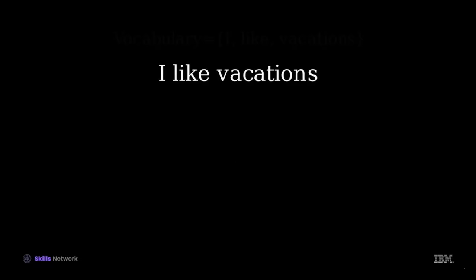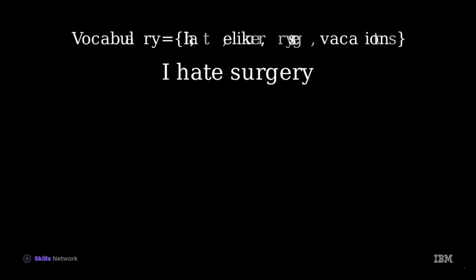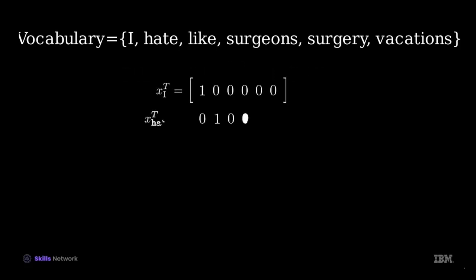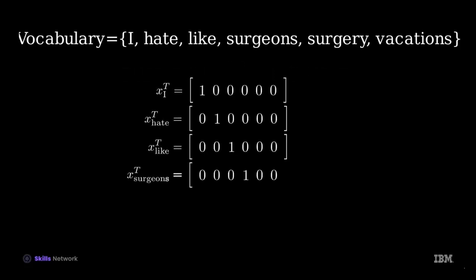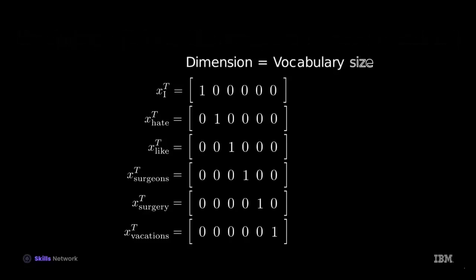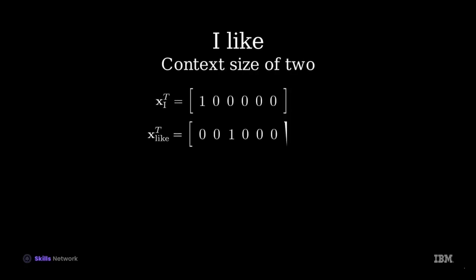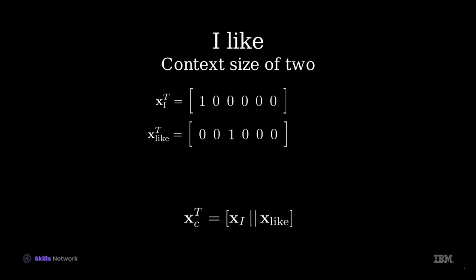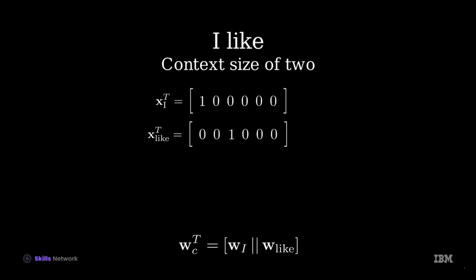Let's revisit the previous example where each word in your vocabulary of 6 words, that is, I, hate, like, surgeons, surgery, vacations, is represented by a 6-dimensional, one-hot encoded vector. Consider encoding the phrase, I like, with a context size of 2. If you employed a bag of words model, the vector representation of I like would be identical to that of like I. To establish the concatenated vector, concatenate the individual vectors corresponding to each word as illustrated here.